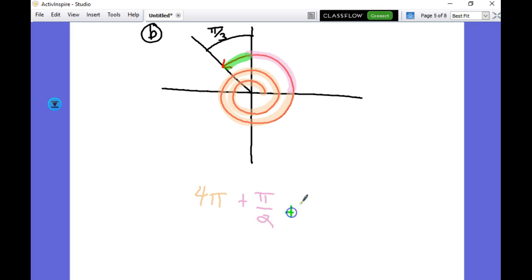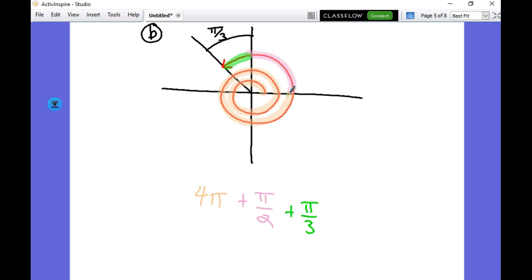Wait, so how is this going around 2 times? Say what now? We're going around 1 time is 2 pi. Yeah, 2 pi plus 2 pi is 4 pi. So what is 1 pi? It is half of a circle.